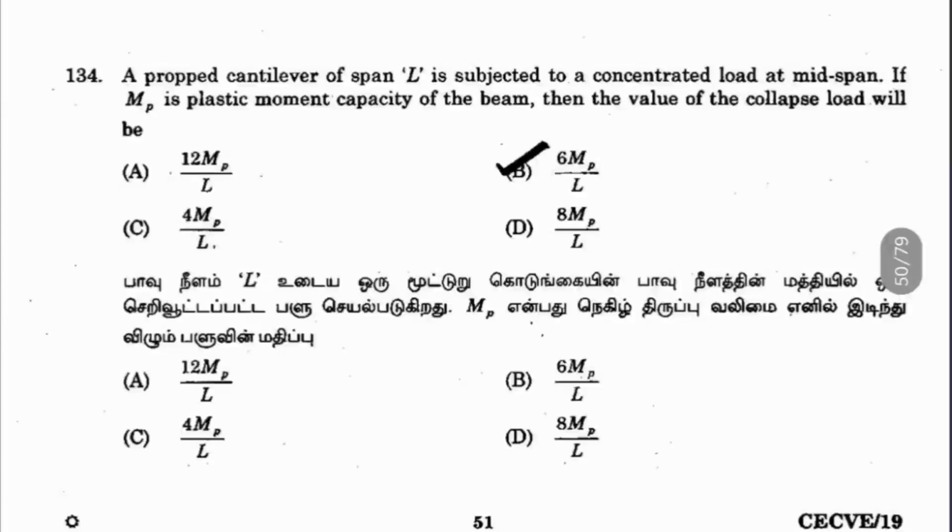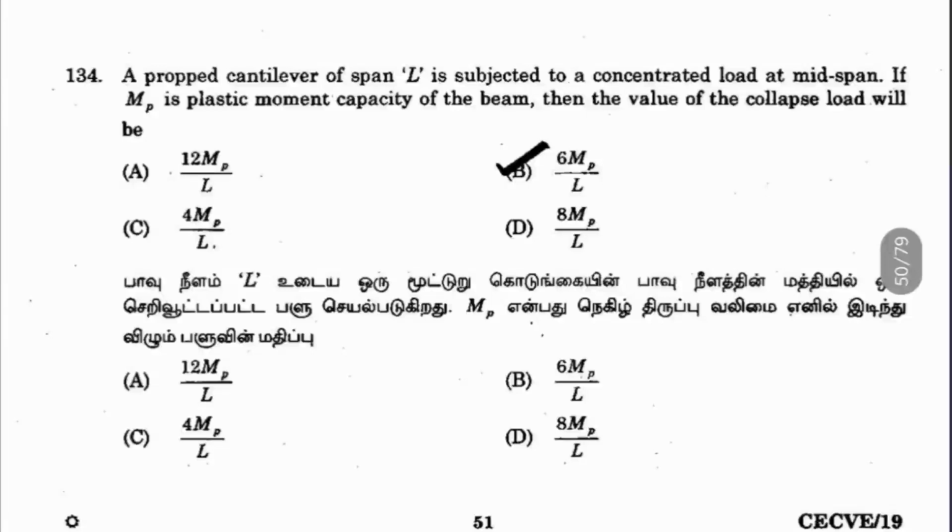134. A propped cantilever of span L is subjected to a concentrated load at midspan. Then MP is the plastic moment capacity of the beam. Then the value of the collapse load will be what? So it is 6 MP by L. This we have already studied in the previous TRB questions and all.